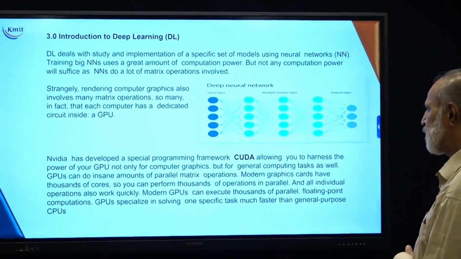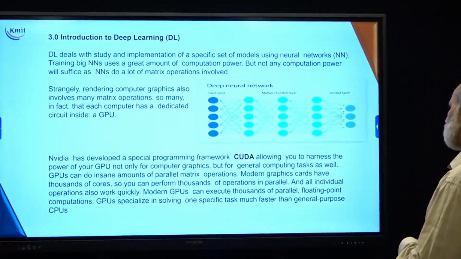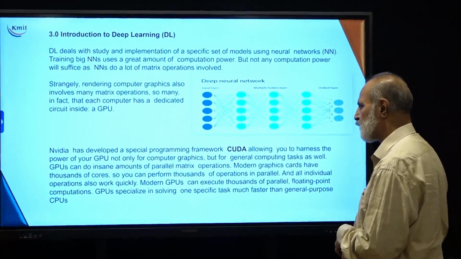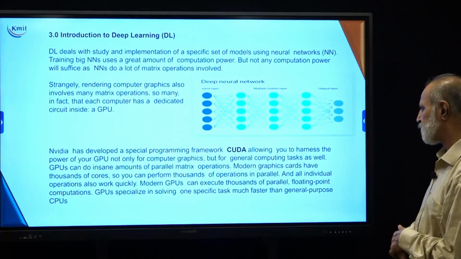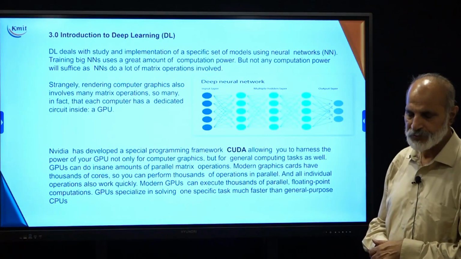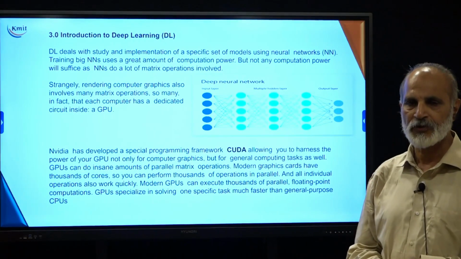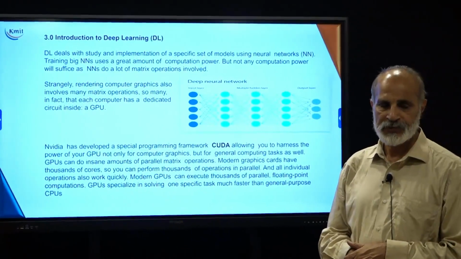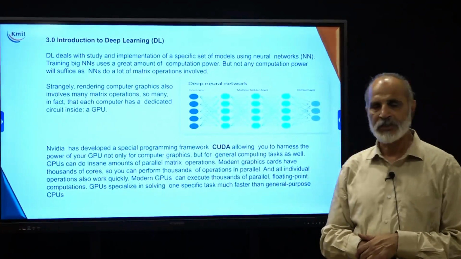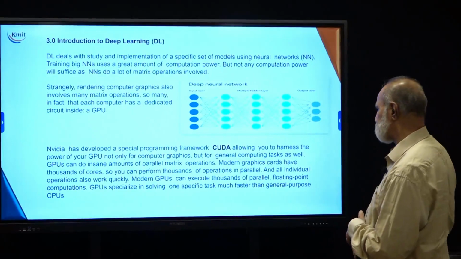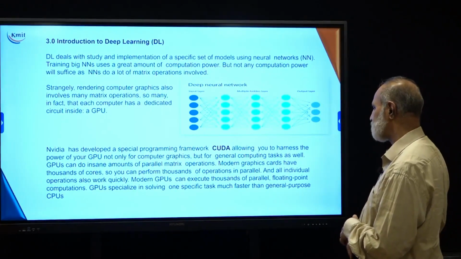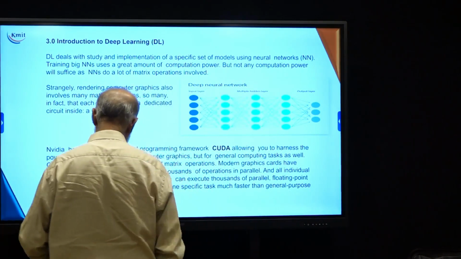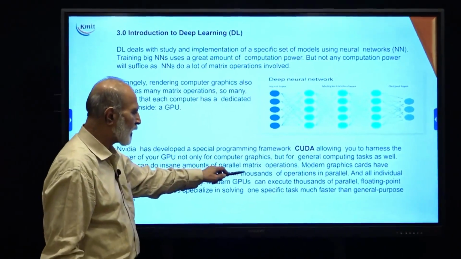NVIDIA has developed a specific programming framework called CUDA, allowing us to harness the power of the GPU, not only for computer graphics but for general purpose tasks also. We do teach a course called parallel programming, which uses CUDA. So instead of a CPU, I use a GPU to solve my problem in a better way, especially for matrix multiplication, matrix inversion or any job which requires matrix operations, which are well performed by a GPU.